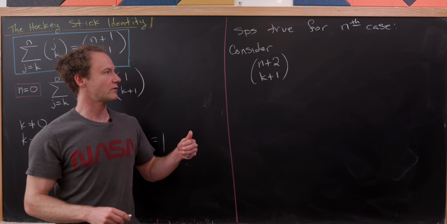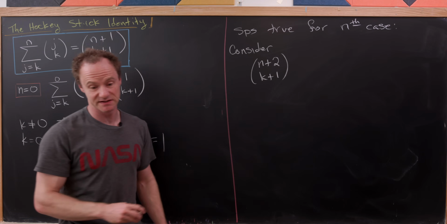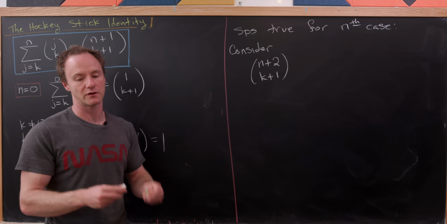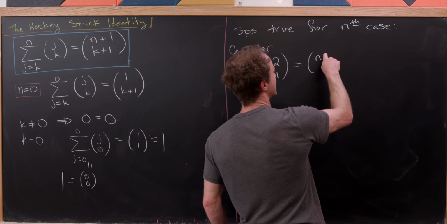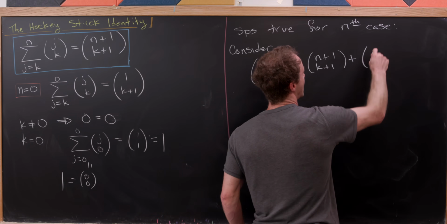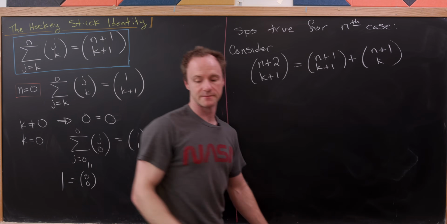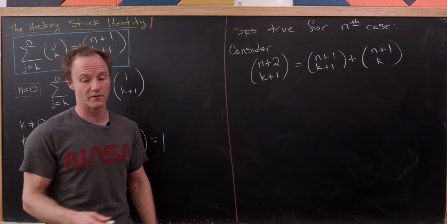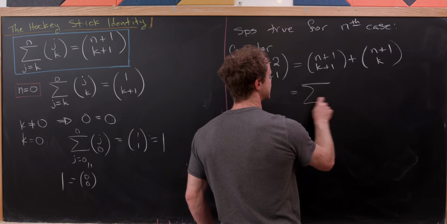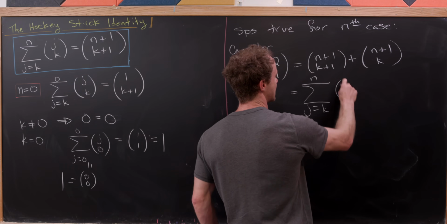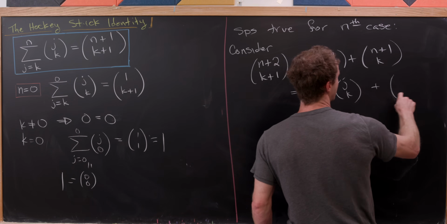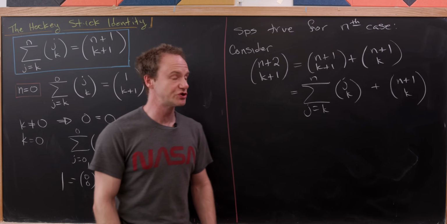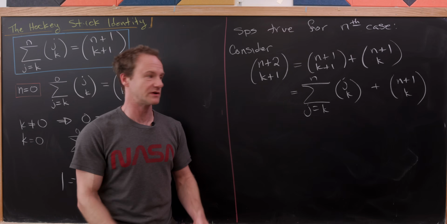All right, nice. So now what we're going to do is decompose this using the standard recursion for binomial coefficients, the one that you use to build Pascal's triangle. So this is equal to n plus 1 choose k plus 1 plus n plus 1 choose k. Now we can apply the induction hypothesis to the first term on the right-hand side, and that's going to give us the sum as j goes from k up to n of j choose k, and then plus n plus 1 choose k. But now let's observe we can just push those two things together by changing the upper bound of summation.